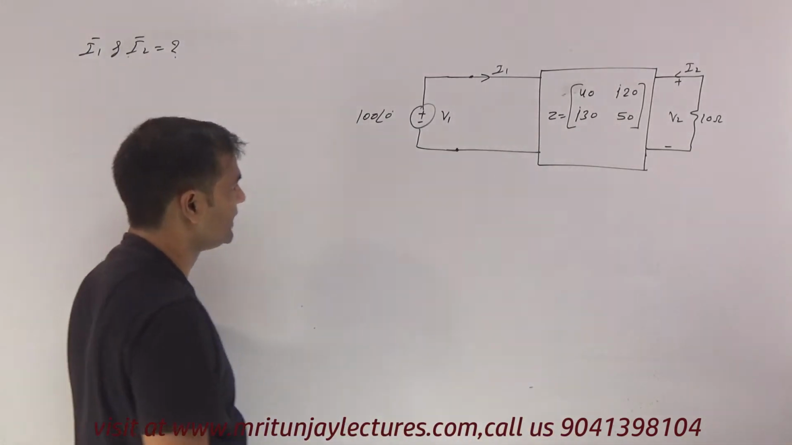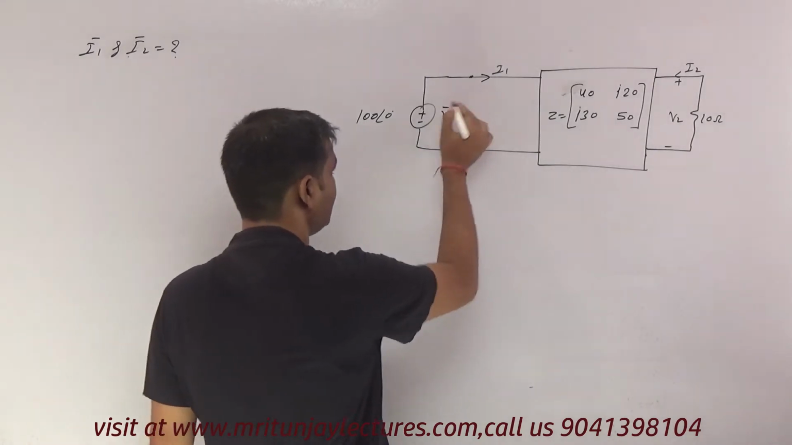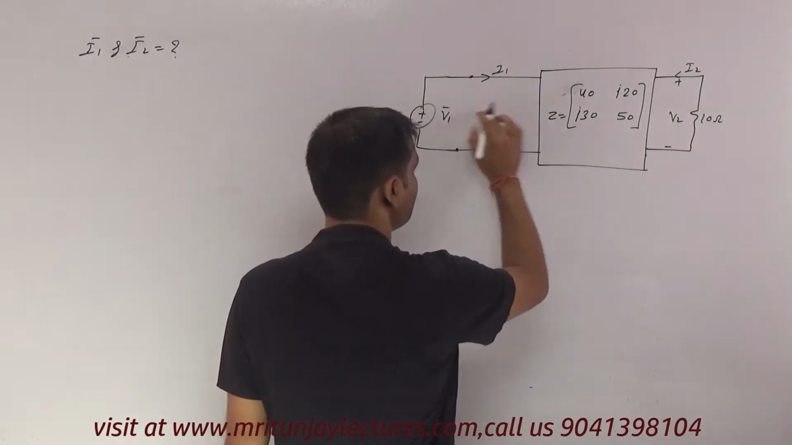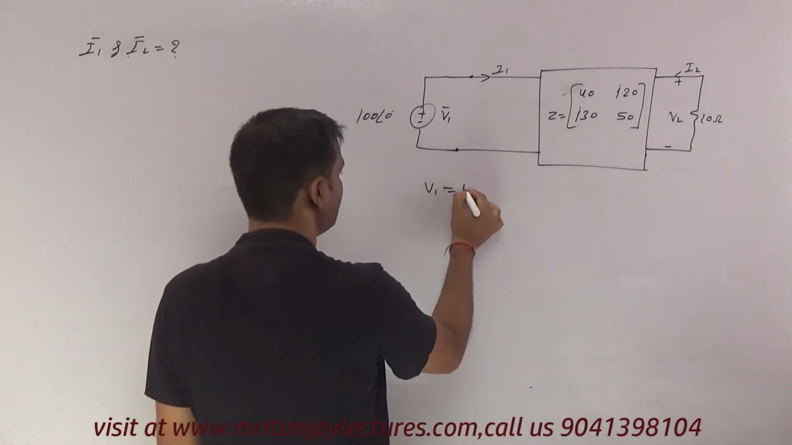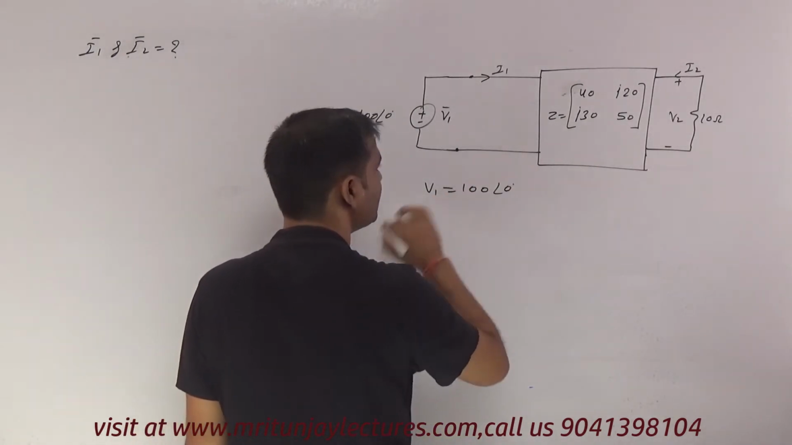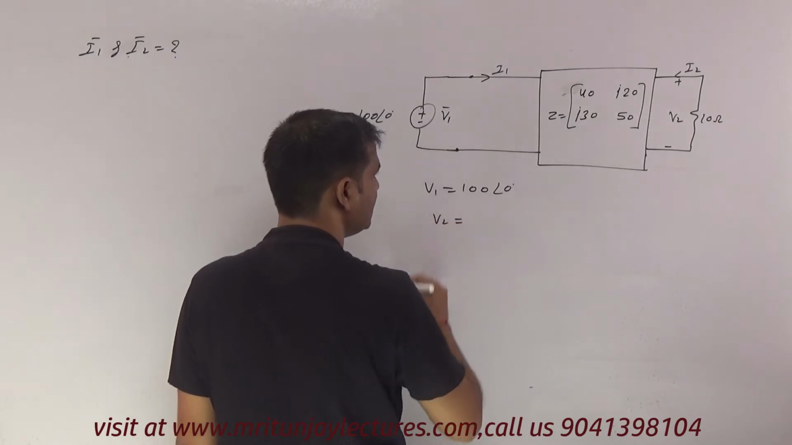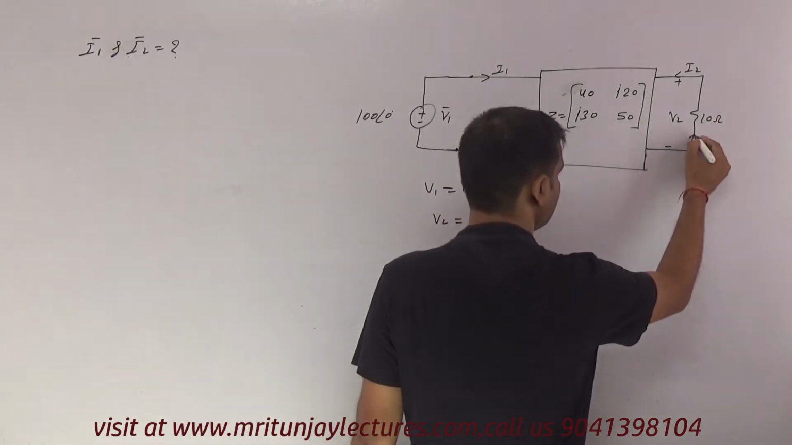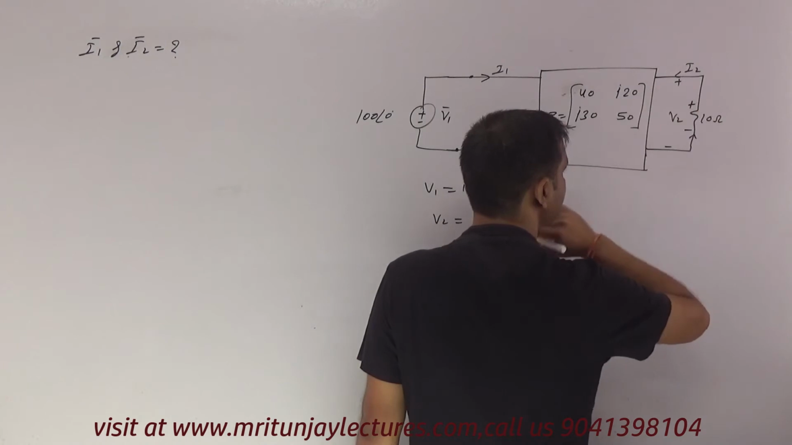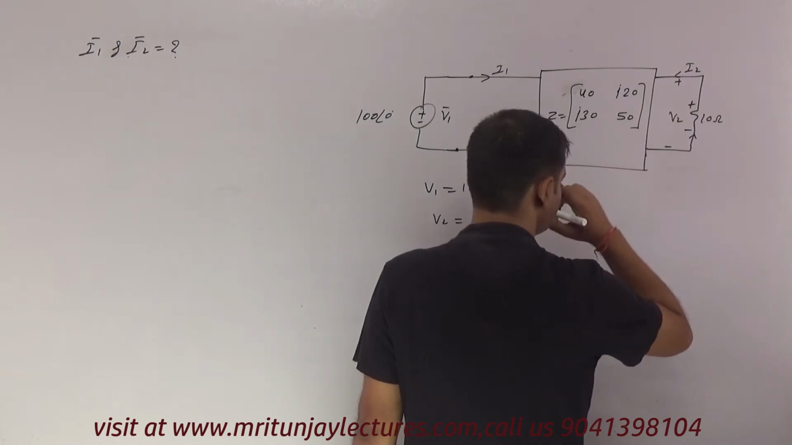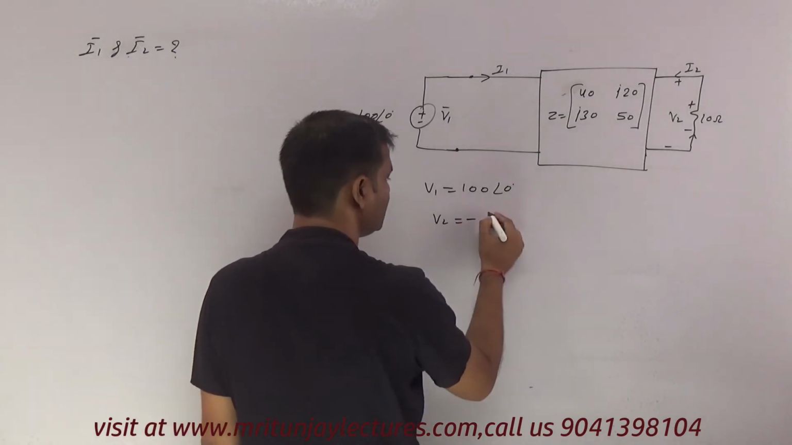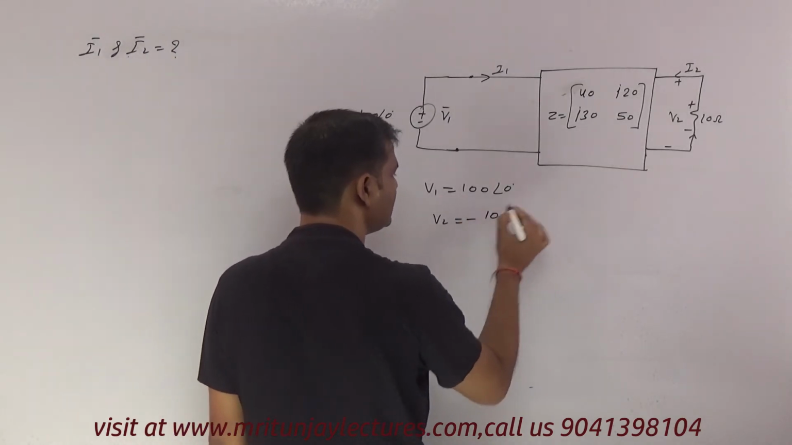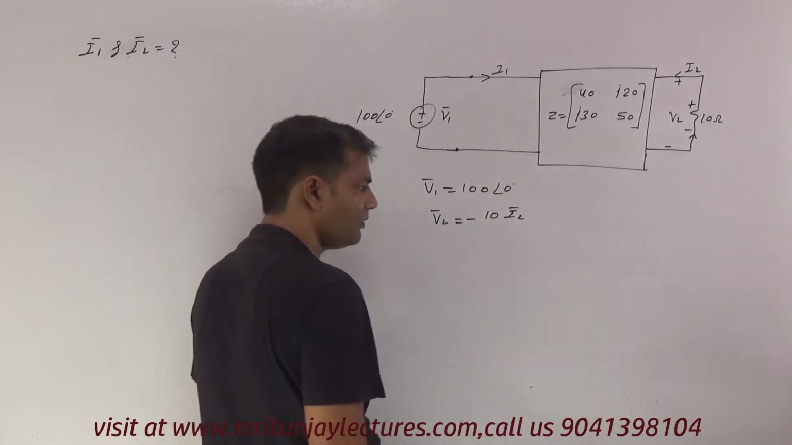Now how can we determine it? I know that this is V1, this is I2, V2. V1 is equal to 100 at the angle 0 degree. And what about V2? Current flows from here to here, so minus to plus. So V2 is negative, that is minus 10 I2. Clear? Why negative?